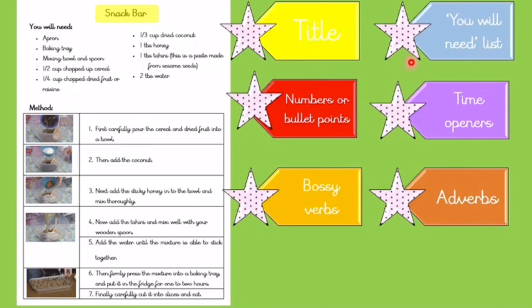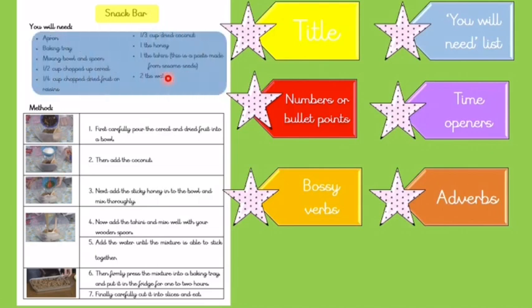Next, you will need list, so that I'm going to highlight in blue. Have a look for my you will need list, that is here at the top, so I'm going to highlight that in blue. You obviously will probably just do this with colouring pencils at home, so you could just neatly shade it in. Next feature is numbers or bullet points, so I can see that my numbers to the instructions are down the side here, so I'm going to highlight those in red.